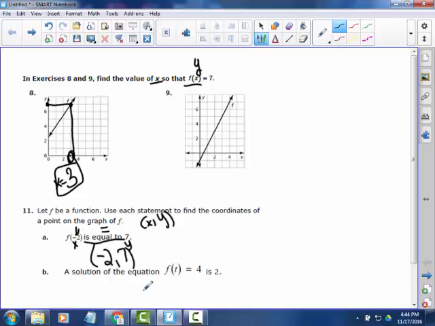Now y'all should be able to go after the Functions 2 worksheet.